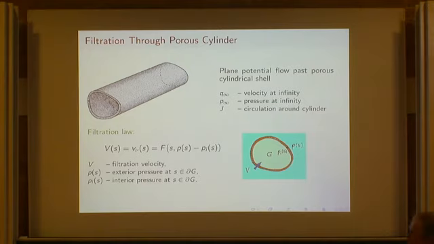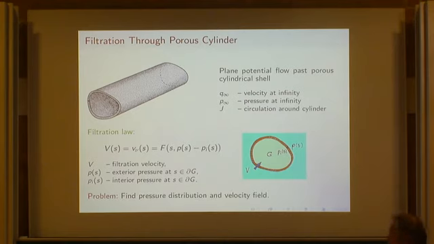It's quite general. So what do we have? We have a velocity at infinity. We have some pressure at infinity. This is prescribed. And we also will prescribe a circulation around this cylinder, which, as for a non-permeable cylinder, for a full cylinder, cannot be determined from the model. It must somehow come from the exterior flow.